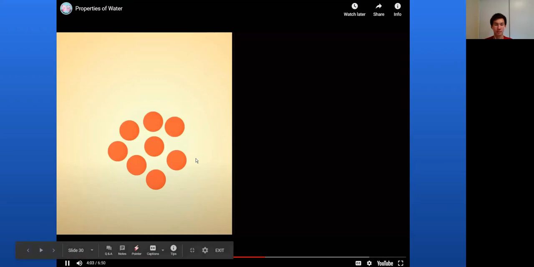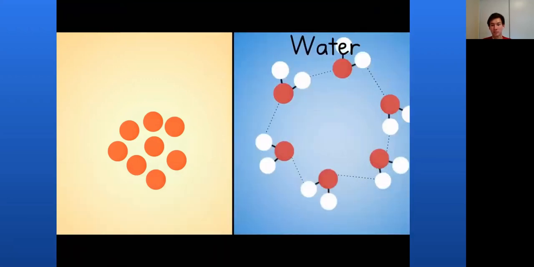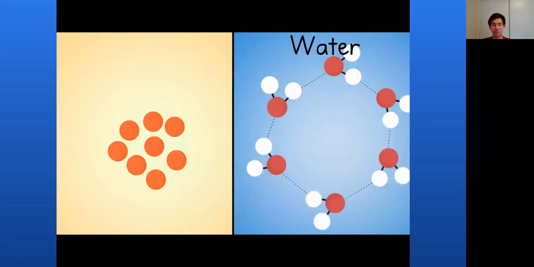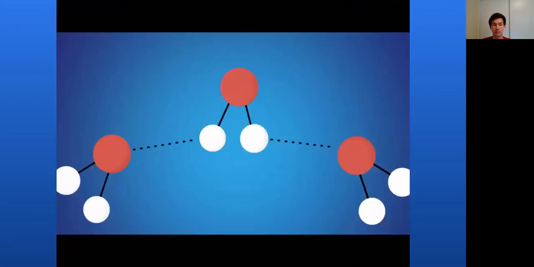And to become more dense. But water expands when it freezes and becomes less dense in its frozen state, resulting in floating ice, where it can actually make this insulated surface layer that makes a difference for many organisms underneath. And this is due to the hydrogen bonds.